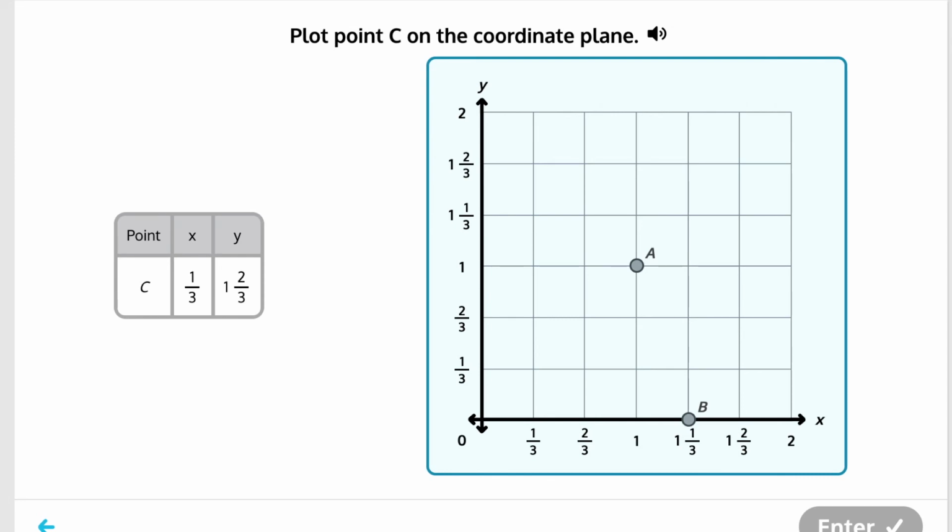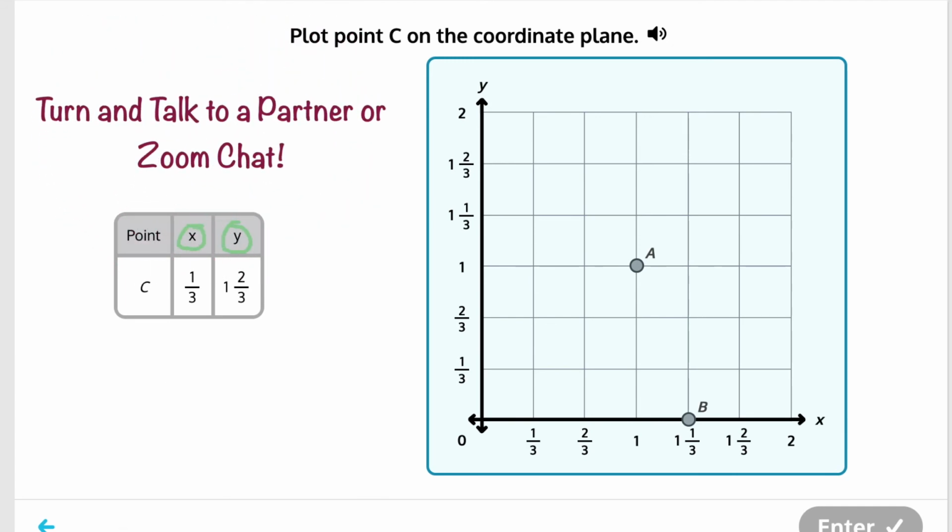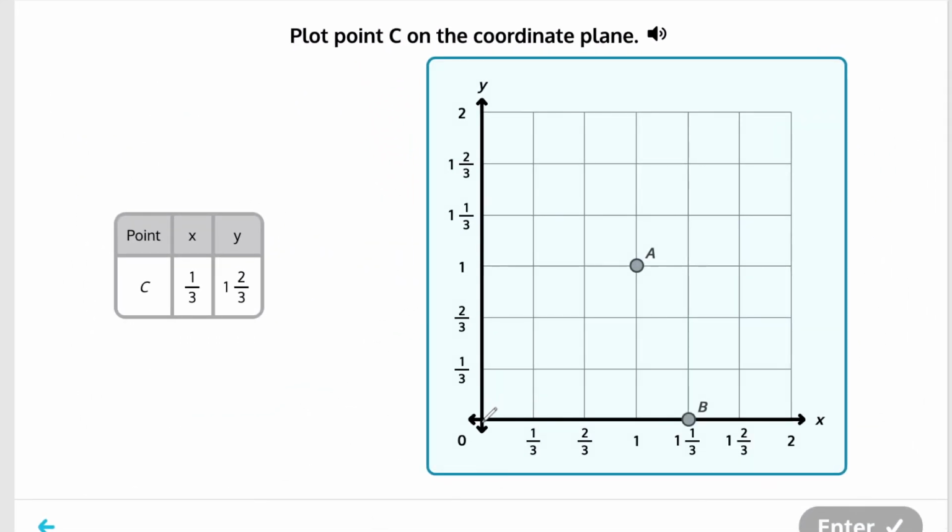Go ahead and turn and talk to a partner to figure out where point C would be labeled. Remember that its x-coordinate is 1/3, and its y-coordinate is 1 2/3. So plot it and talk about how you knew to plot it there. Pause the video if you need. So what you would need to do is go over 1/3 on the x-axis, and then you go up 1 2/3. So up to here, and then your point would go here. So check your work if that's where you plotted your point.